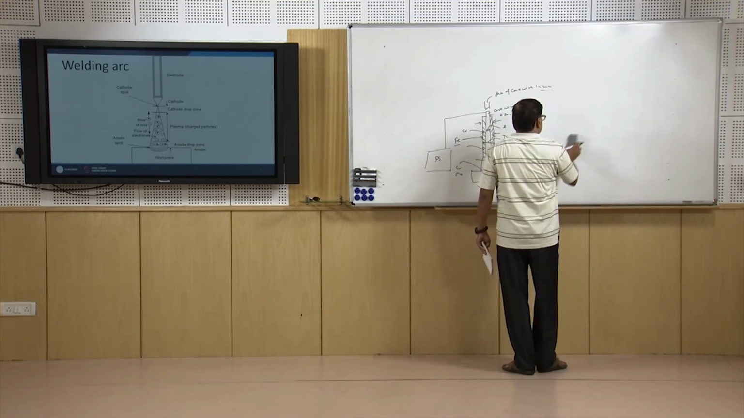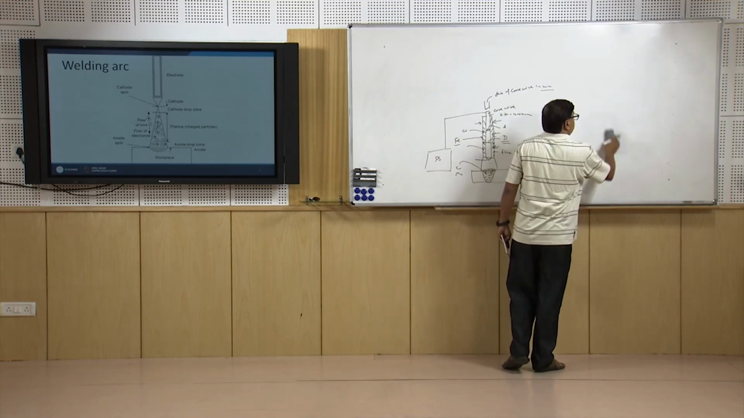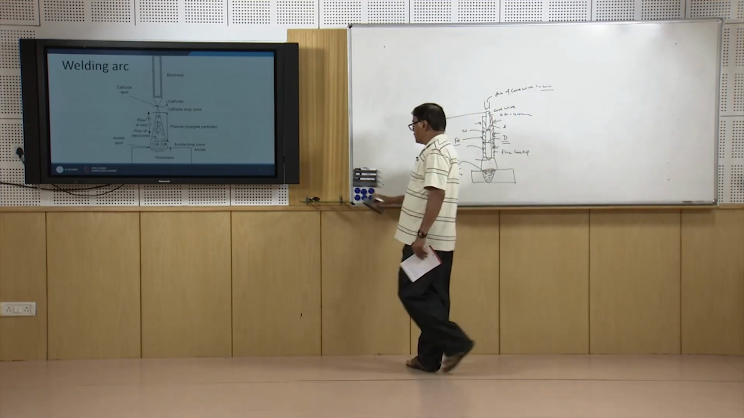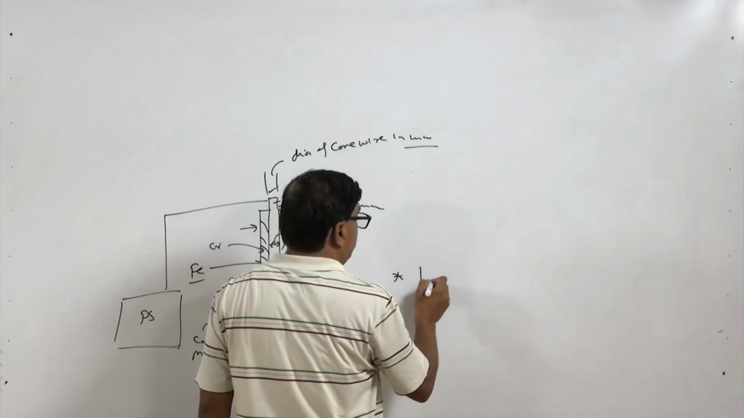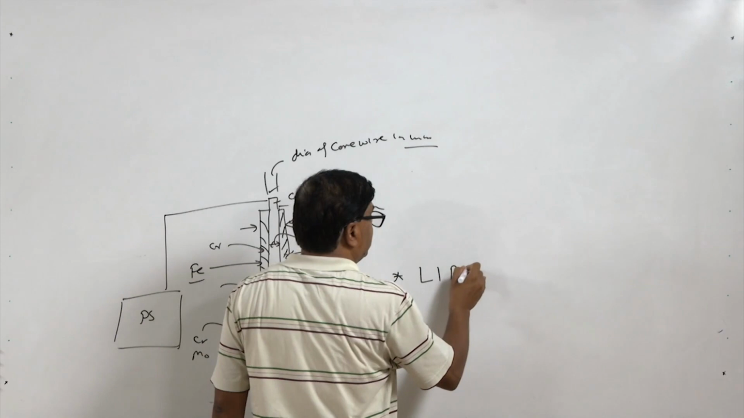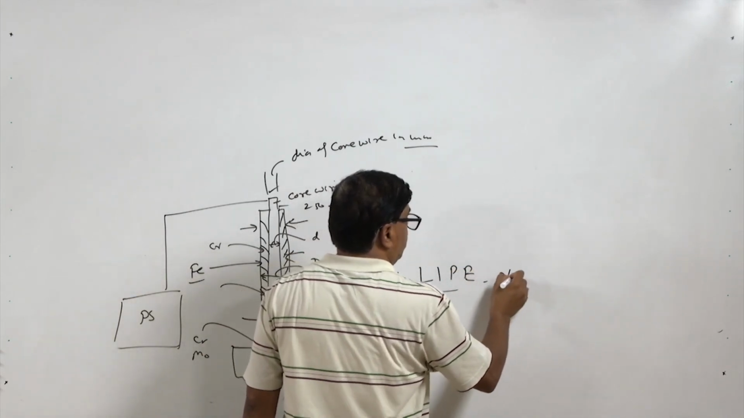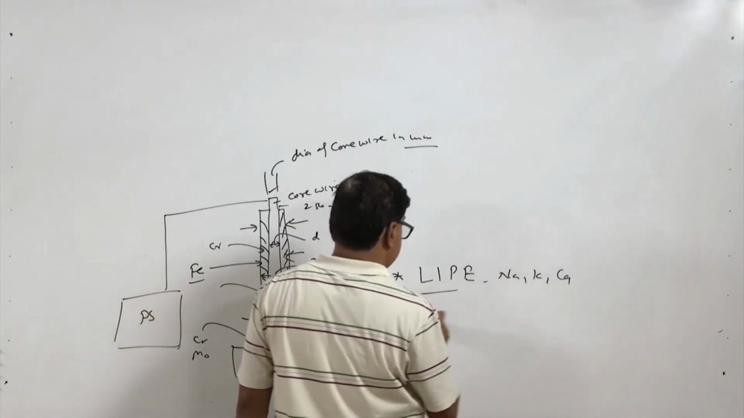There are different types of constituents which are added in the coatings, and these are commonly used as low ionization potential elements like sodium, potassium, calcium.